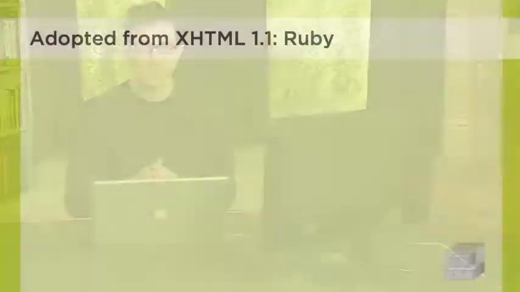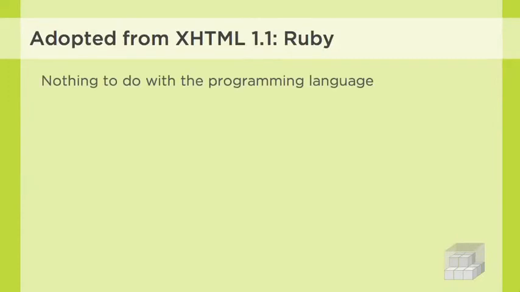Now that we've seen all the changes from HTML4 to HTML5, there's one little piece that was used and adapted from XHTML 1.1 into HTML5, which is kind of nice. So all that work on the XHTML path there wasn't all for naught. And that is the Ruby element and its descendants. So the Ruby element, first of all, nothing to do with the programming language Ruby. Nothing at all. This has to do with annotating East Asian text.